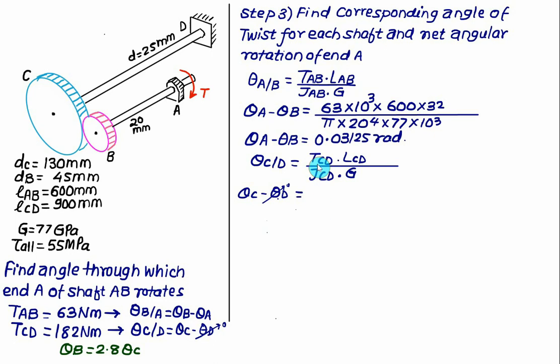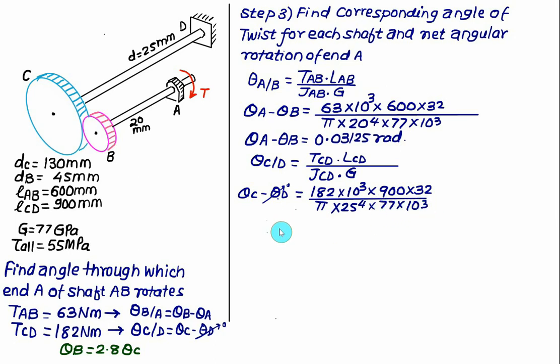So T_CD, that is the torque in the shaft CD, is equal to 182 Newton meter. You have to use it in mm, so you have to multiply by 10 to the power 3. Then we require the length of CD. Length of CD is given as 900 mm. Then we have polar moment of inertia, which is pi by 32 (the 32 will shift to the numerator), and we have diameter of CD equal to 25, so we have 25 to the power 4, and the value of G remains the same, that is 77 into 10 to the power 3.